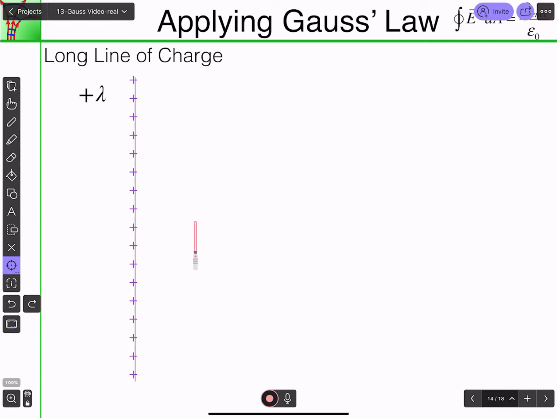And the electric field that this is going to create is going to be pointing away, right? At any point here, it'll be pointing away from the line. This is going to be a cylindrically symmetric electric field. So what I'd like to do is choose a Gaussian surface for this one that is a cylinder.